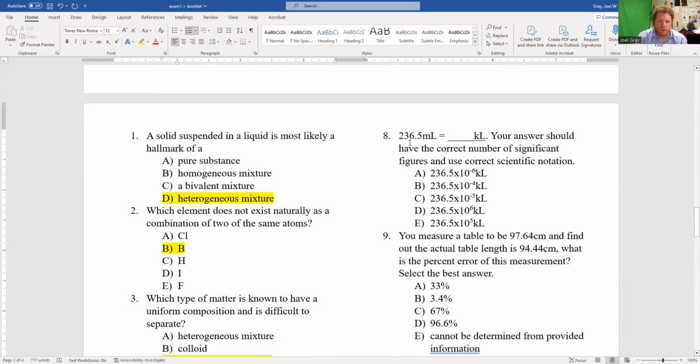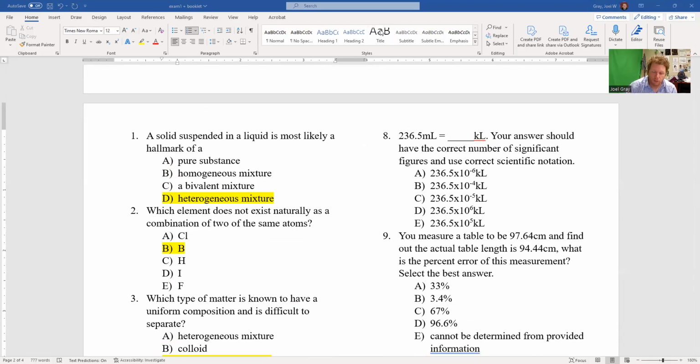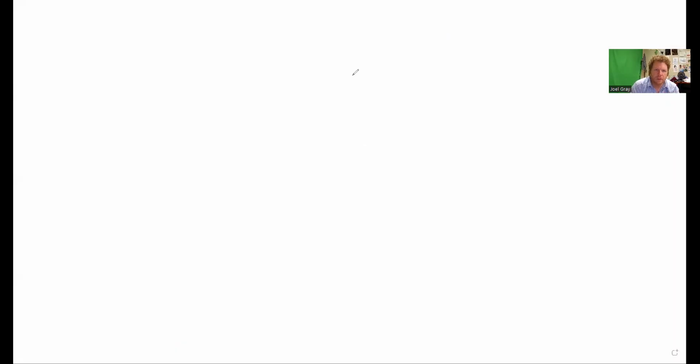Okay. 236 milliliters is blank kiloliters. Your answer should have the correct number of significant figures. For this question, I'm going to switch over to the whiteboard. And I'll toggle back and forth, but it is 236.5 milliliters to kiloliters. Okay, so for these definitions, we need to go milliliters to liters, liters to kiloliters.